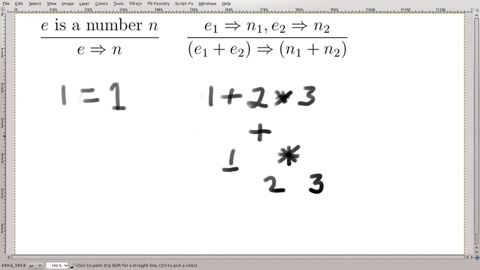So now we'll look at the other child of plus here, which is this multiplication. We can't evaluate the multiplication yet because we don't have the values of its children. And we know that because that's what it says up here in the judgment. The two preconditions for the judgment are that the left-hand side expression has been evaluated to its numeric value n sub 1, and the right-hand side of the expression has been evaluated to its numeric value n sub 2.